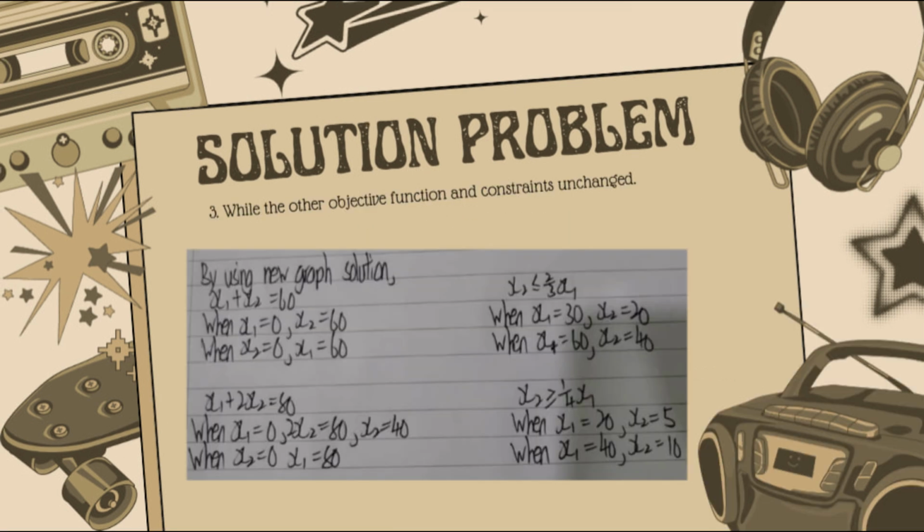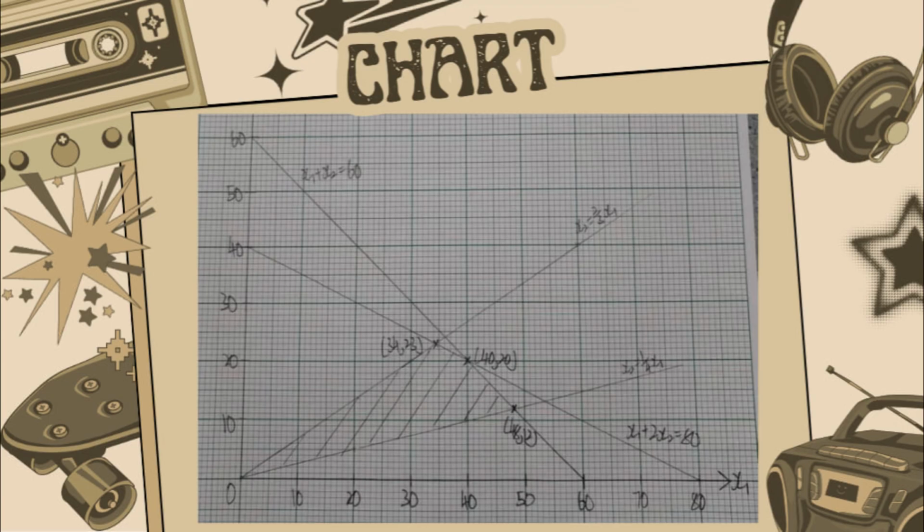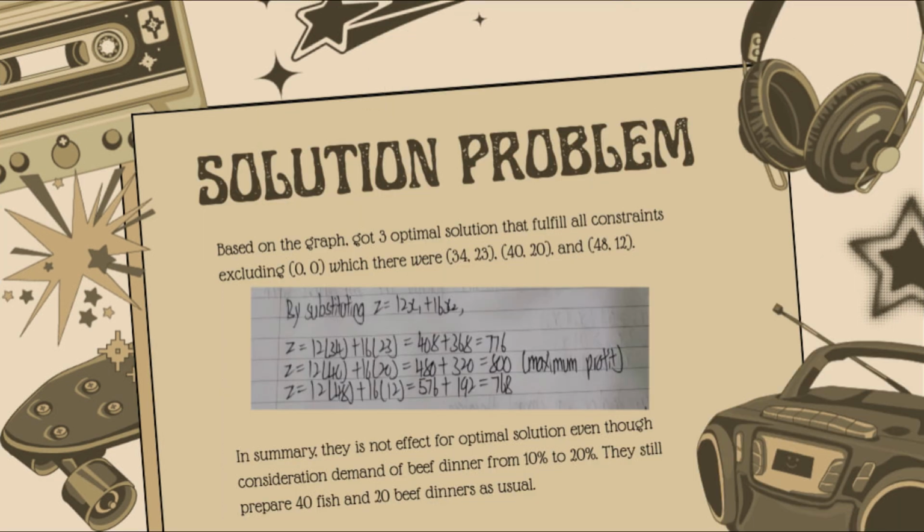By using the new graph solution, the coordinates for the new constraint are (25, 40) and (10), while the others are unchanged. After that, we can find the new corner points on the graph, which are (34, 23), (43, 20), and the last one is (48, 12). When we test these points in the profit function, the results will be $776, $800, and the last one is $760.